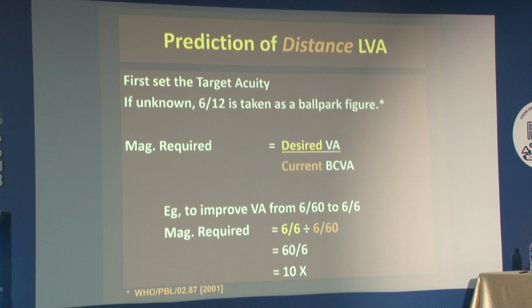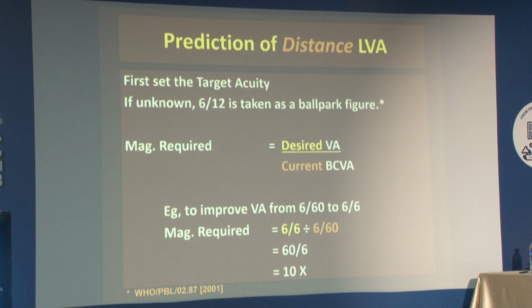So if the patient is undecided, doesn't know what kind of vision he wants, then you can take 6/12 target acuity as a ballpark figure. And the reason is that 6/12 is a vision in which a person can perform normal tasks in an outdoor milieu. And in America, they also require 6/12 vision for driving. So that is the vision you want to aim for. So take 6/12 if the patient is undecided.